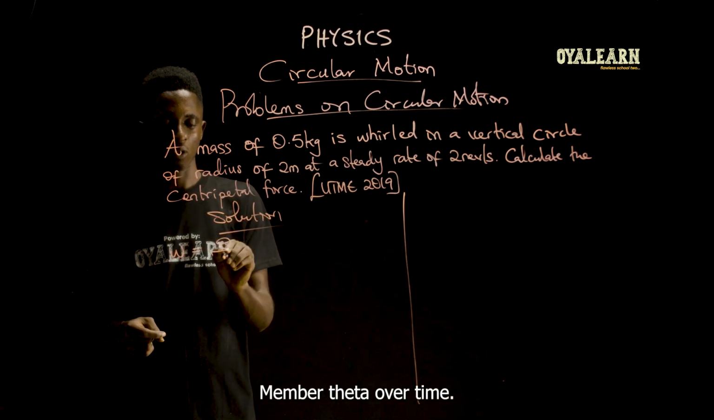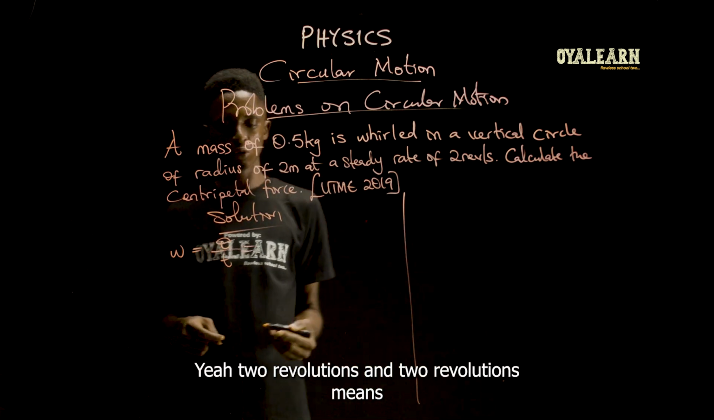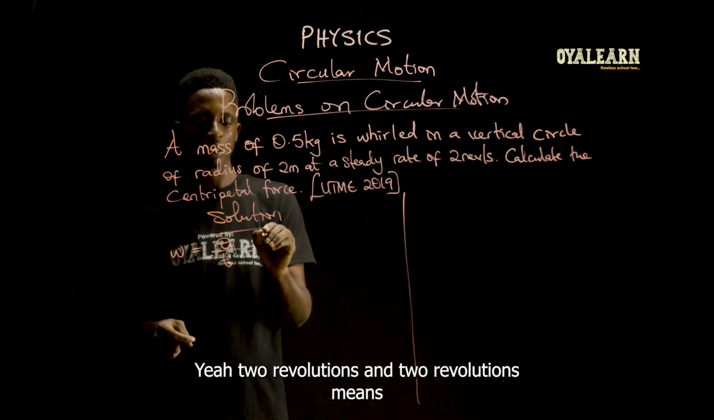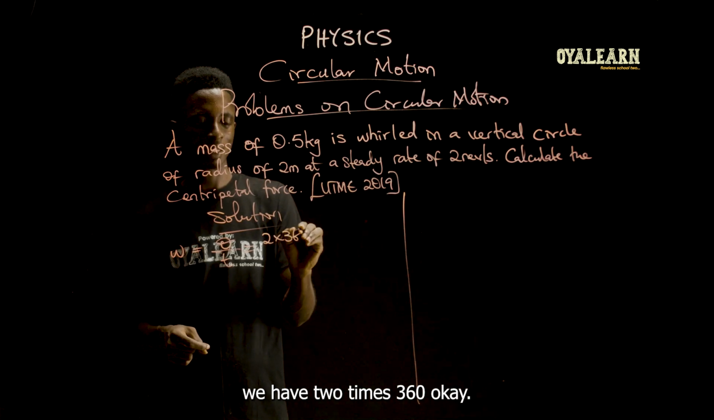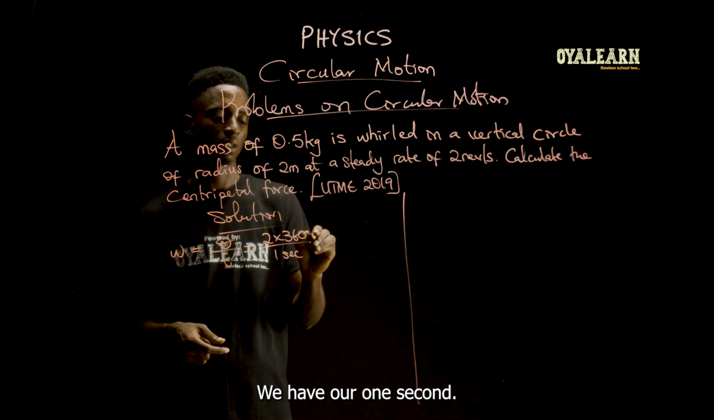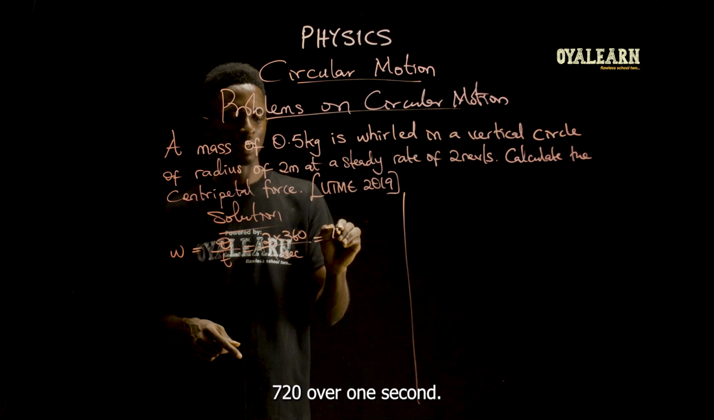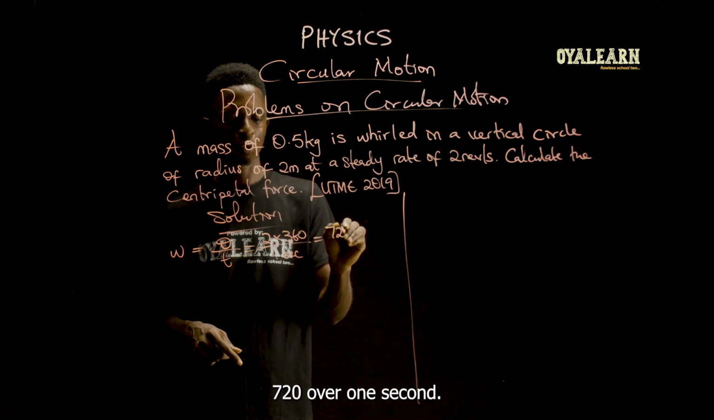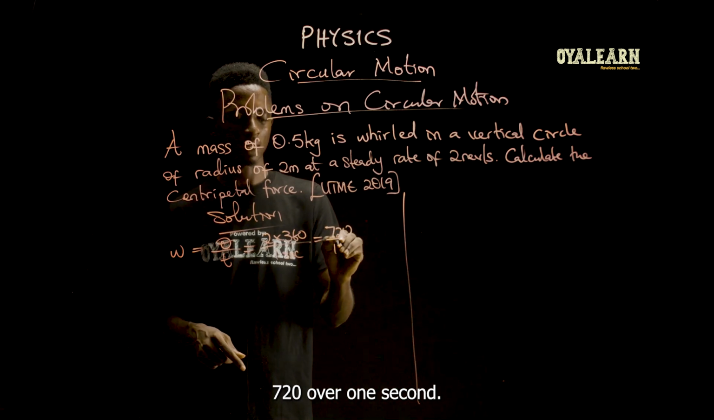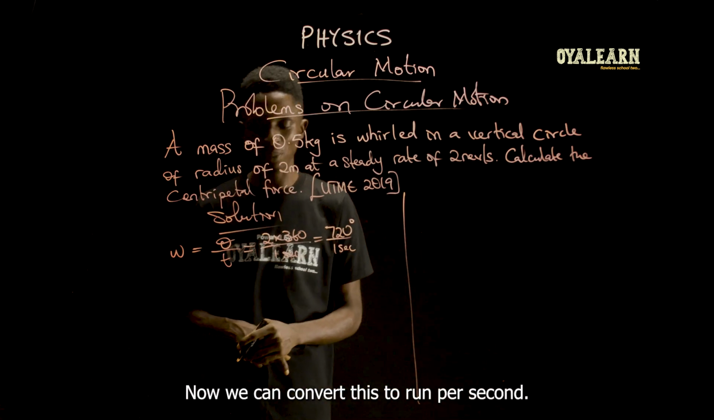Remember, theta over time. So how many revolutions is completed here? 2 revolutions. And 2 revolutions means we have 2 times 360 over 1 second. So what this means is that we have 720 over 1 second. Now we can convert this to rad per second.